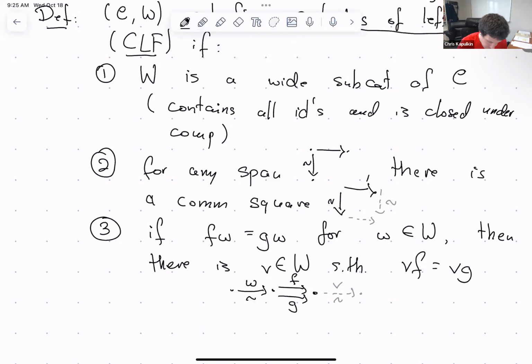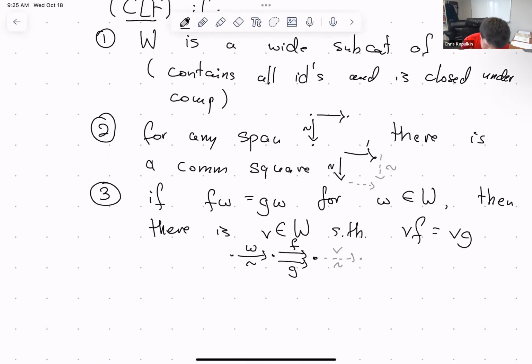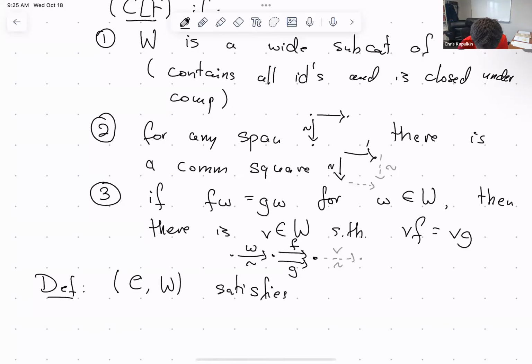And these are all the conditions, and there is also a definition of calculus of right fractions. So I'll just say it very quickly. CW satisfies calculus of right fractions, CRF, if the opposite category, C op, with W op, satisfies CLF.